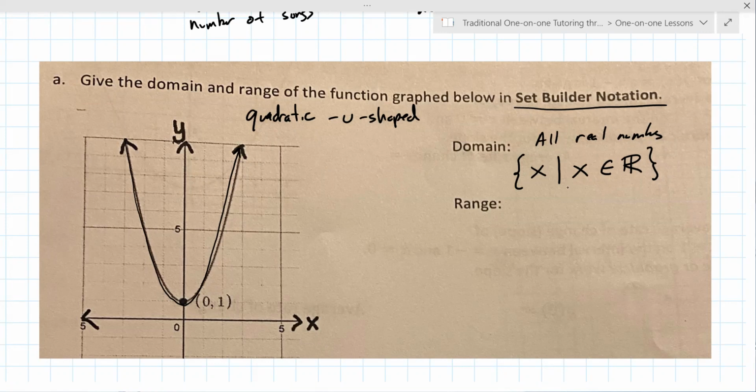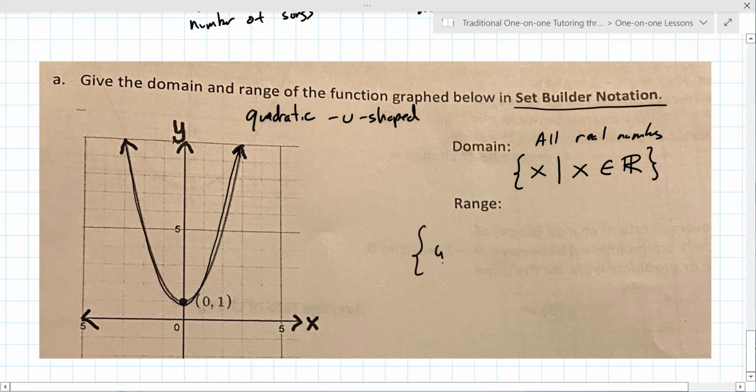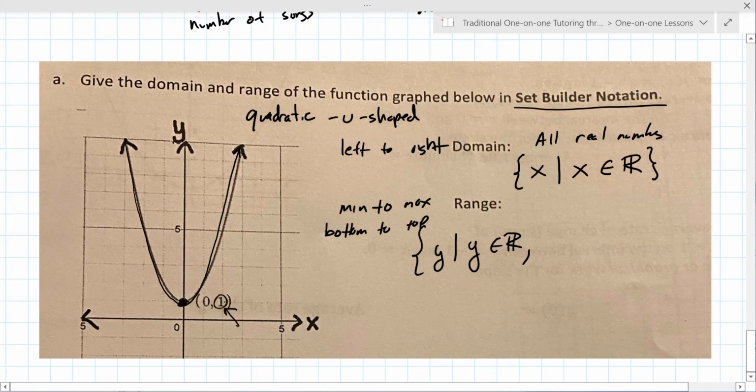For this class, the range is very similar. It's y such that y is an element of the real numbers, but now we put a comma because we have a restriction. Domain is left to right. Range is min to max, though some people prefer bottom to top. What's the smallest y value? 1. So y is greater than or equal to 1.